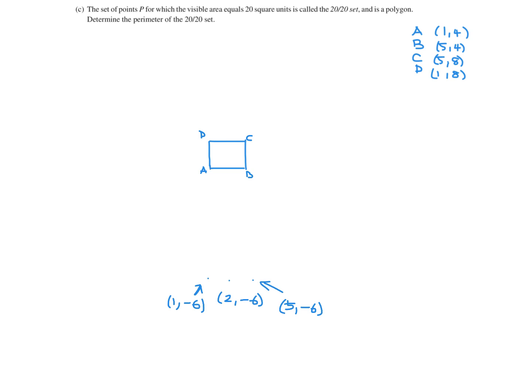So if we were to draw a triangle like that, it's fairly straightforward that this has an area of 20. And very similarly, if you draw a triangle down from B, that triangle is also going to have 20. And we've shown that a triangle like that also has an area of 20. So anything on that line, it seems like, will give you a visible area of 20. And that line has a length of 4 because it's going from an x-coordinate of 1 to an x-coordinate of 5.